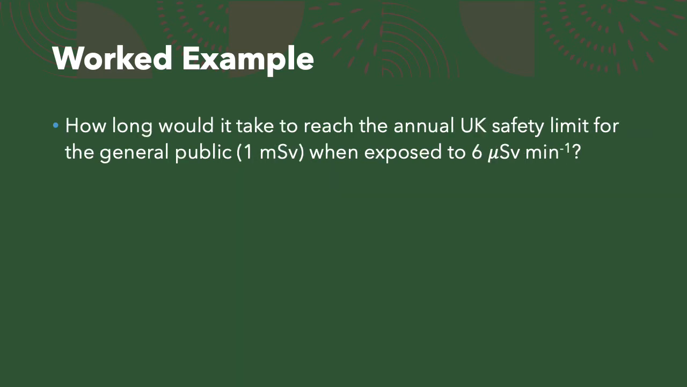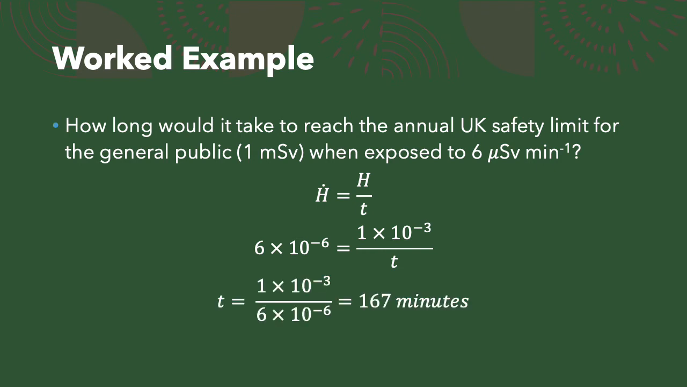Another example, this time we want to know how long it would take to reach the annual UK safety limit for the general public, which is 1 millisievert, when exposed to 6 microsieverts per minute. So use our equation again, H dot equals H over t. Pop in our numbers, remember microsievert, so that's times 10 to the negative 6. So 6 times 10 to the negative 6 equals 1 times 10 to the negative 3, because it's 1 millisievert, divided by time. Rearrange for time there, and we get 167 minutes.